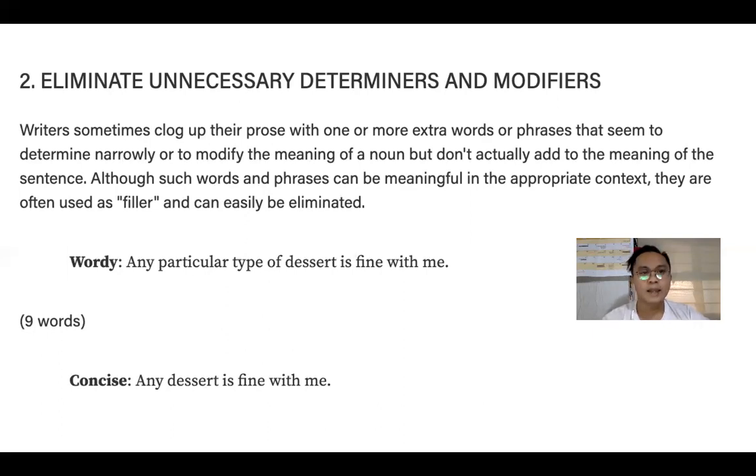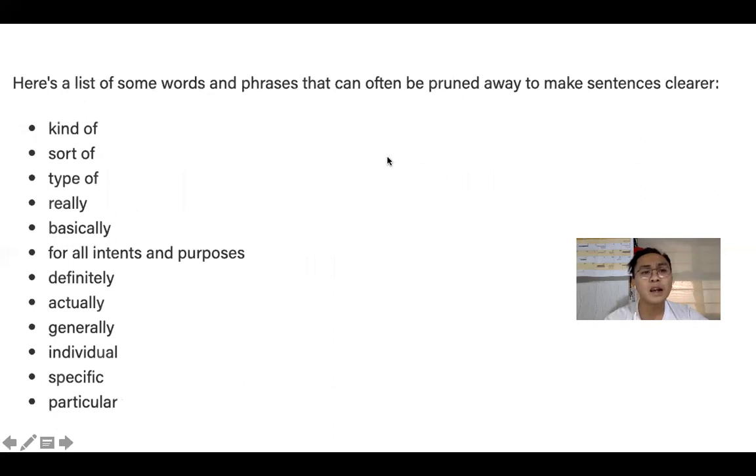Okay? And then ang sumunod, here are a list of some words and phrases that can often be pruned away, pwedeng tanggalin, to make your sentences clearer. Ano yung mga words na yon? We usually use these words: kind of, sort of, type of, really. I was really happy.